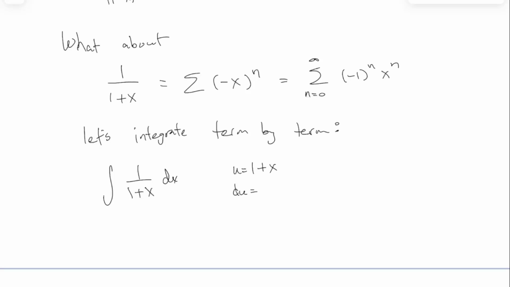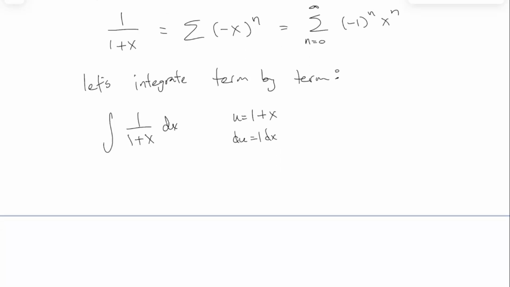That means the du is just dx, right? 1 dx. This is a nice old-fashioned u substitution. I don't know if you have been feeling, if you don't like this material lately. Can't we just do u substitutions again? I don't know. I kind of like what we've been doing better than u substitutions.